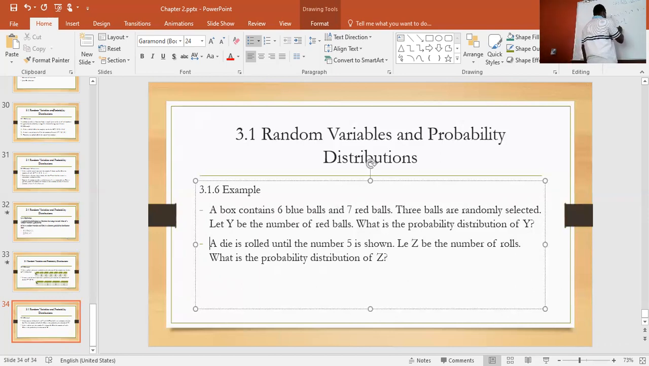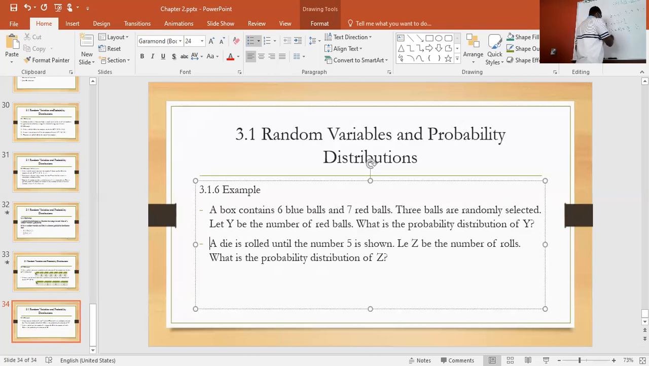Probability that Z equals 2. Remember, you are rolling until you get number 5. What is the probability that it is at the second roll that you get number 5? It means the first roll you get a number which is not 5, and the second roll you get 5. What is the probability that on the first roll you don't get 5? 5/6. And 1/6, because they are independent, right? That's what is helping us here.